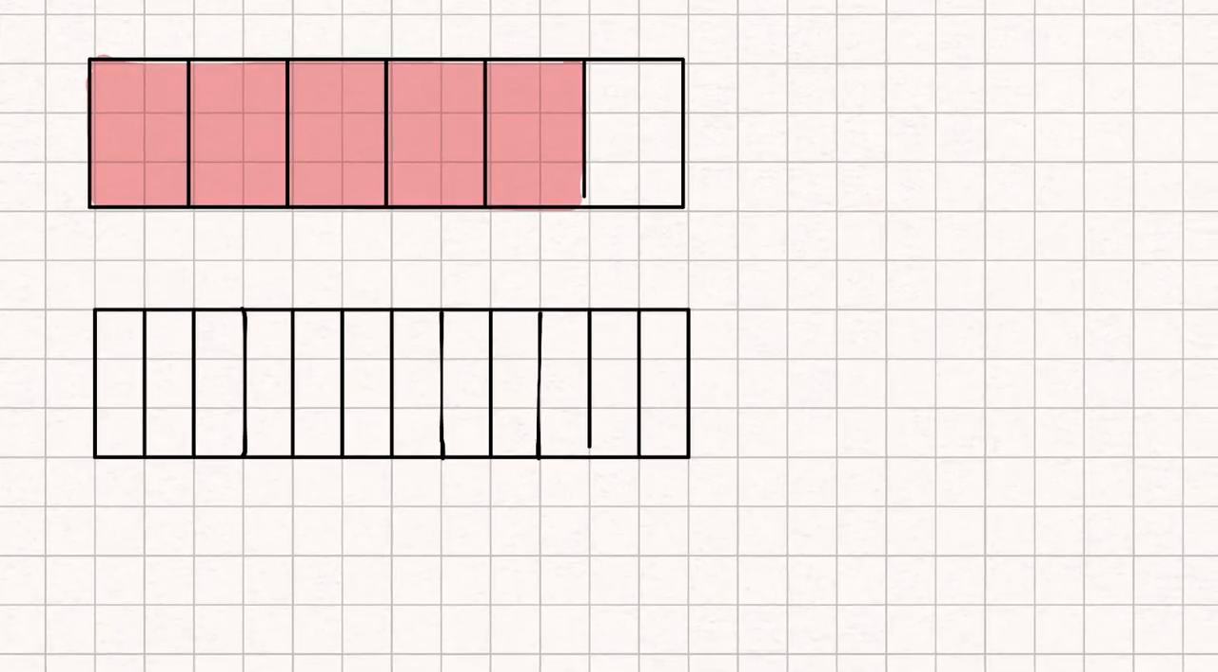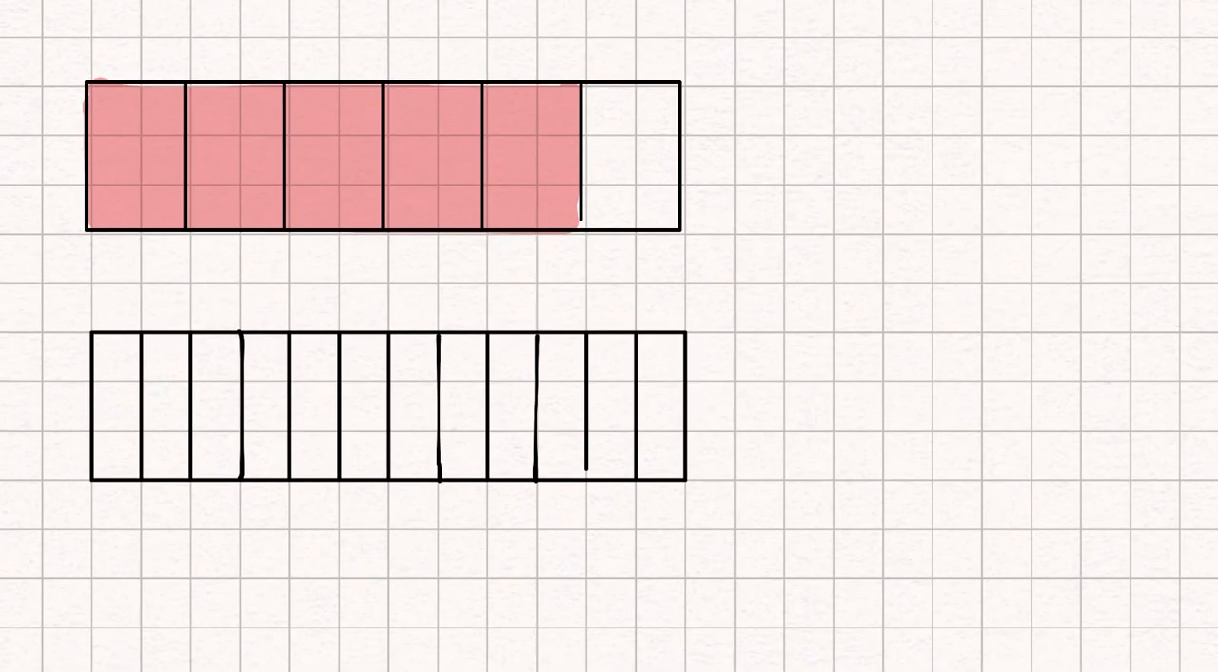All right, last example. We're going to try it together here. This time we've got 1, 2, 3, 4, 5, 6 pieces make a whole, and 5 of them are shaded in. And this time we're going to see if it's equivalent to 1, 2, 3, 4, 5, 6, 7, 8, 9, 10, 11, 12 twelfths. 12 pieces make a whole. Go ahead and work on this on your own. Pause the video, unpause when you're done.